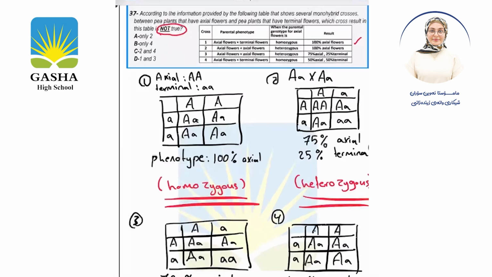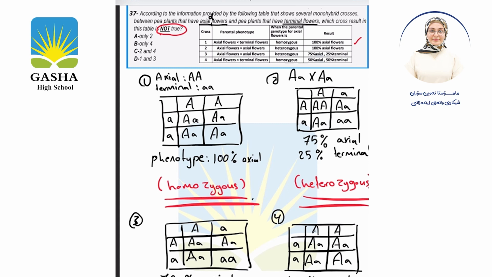D is true. In question 37, according to the information provided by the following table that shows several monohybrid crosses between pea plants that have axial flower and pea plants that have terminal flower, which cross result in this table is not true? So we are searching for the false answer, sorry. Axial flower, as before, is dominant, and terminal flower is recessive. Okay.